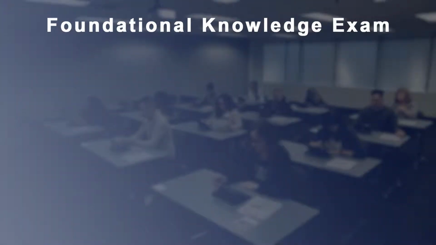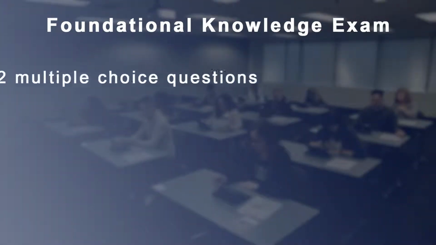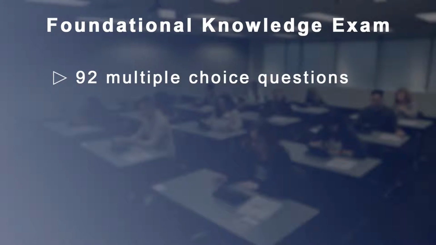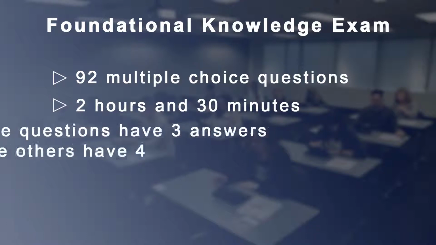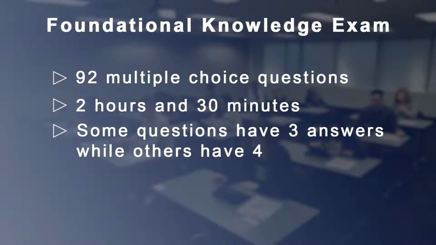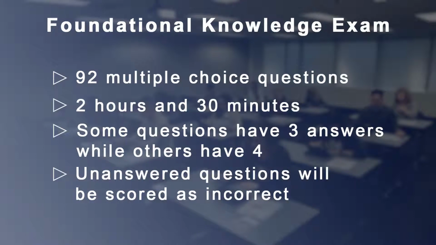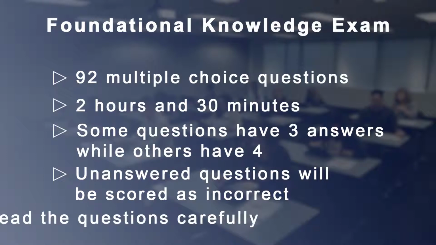We will now begin with the Foundational Knowledge Exam. The Foundational Knowledge Exam consists of 92 multiple-choice questions. You will have 2 hours and 30 minutes to complete this exam. Please note that some questions will have 3 answer options, while others have 4. You may only select one answer for each question. Unanswered questions will be scored as incorrect. There will be no points deducted for incorrect answers. Read the questions carefully.